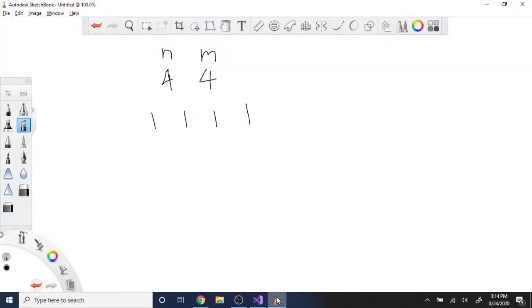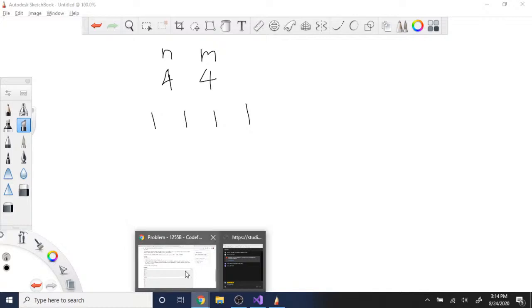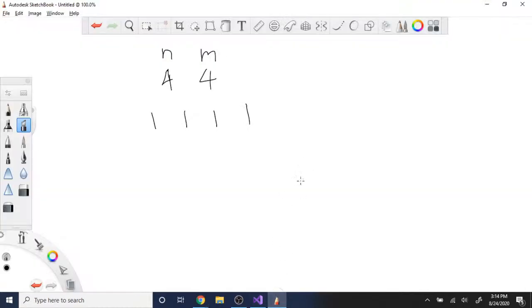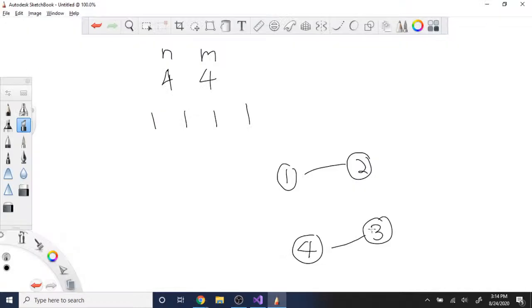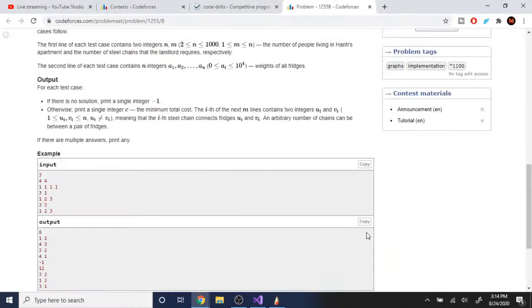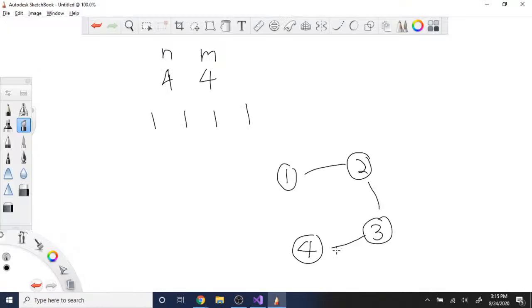Okay, so now they say connect fridge 1 to 2. So let's say I have a fridge here. 1 to 2. 4 to 3. Okay. 3 to 2. Okay. 4 to 1. Okay.